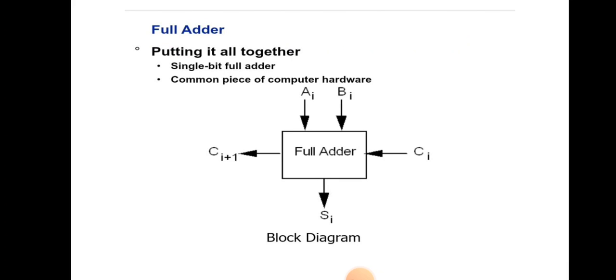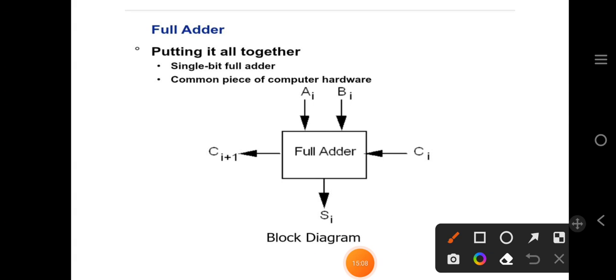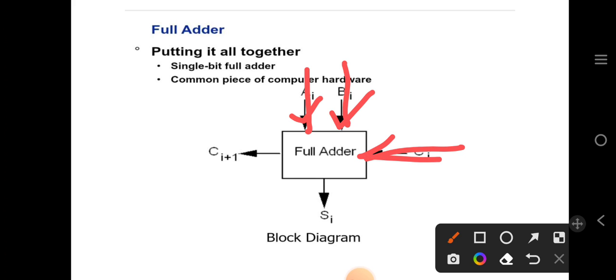Now putting it all together, single bit full adder. So this full adder is nothing but a single bit full adder. Why? Because the input AI is also a 1 bit input. This is also a 1 bit input. Carry is also a 1 bit input. So this is nothing but the single bit full adder.